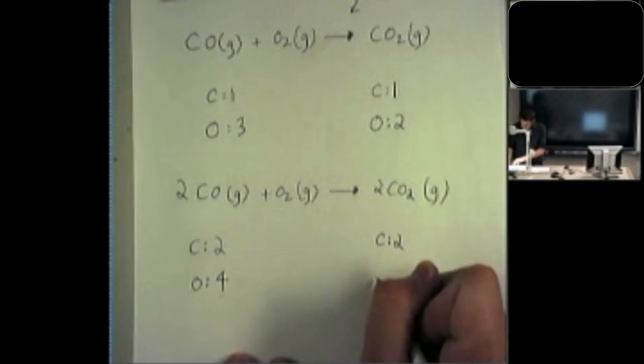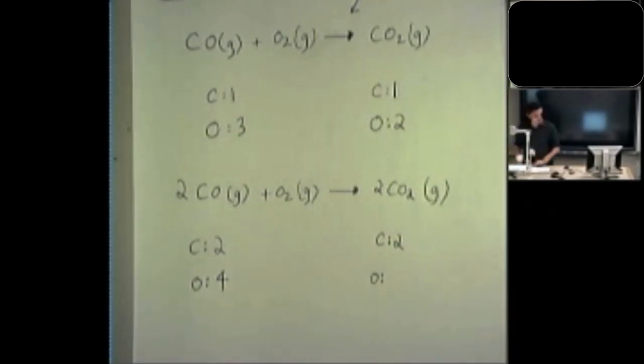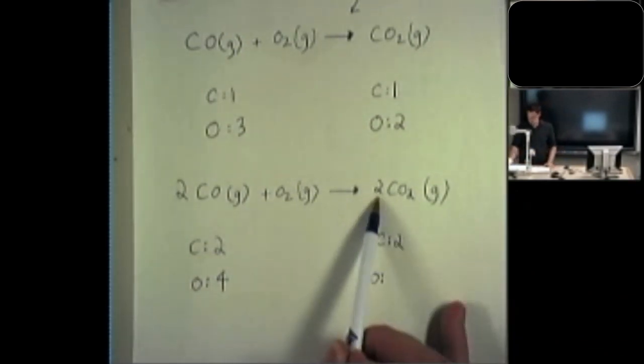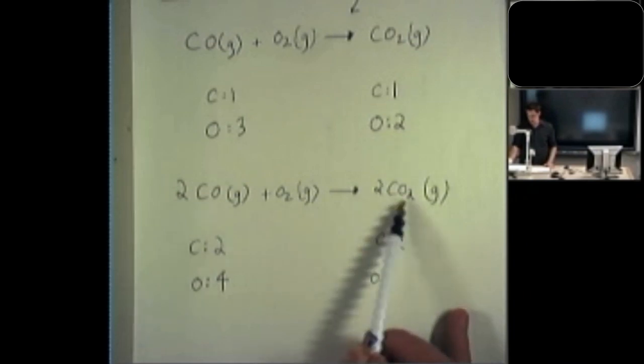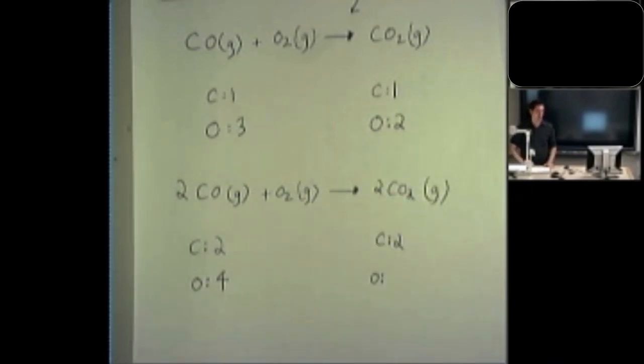How about on the right side of the equation? This is kind of tricky. I've got a 2 multiplying through, but there were already 2 oxygens here, so the total number of oxygens actually gets multiplied. 2 times 2. The total number of oxygens then becomes 4. Is my equation balanced? Yes, it is. That's how you balance the equation.